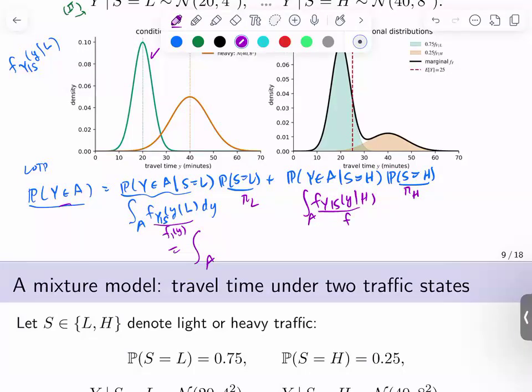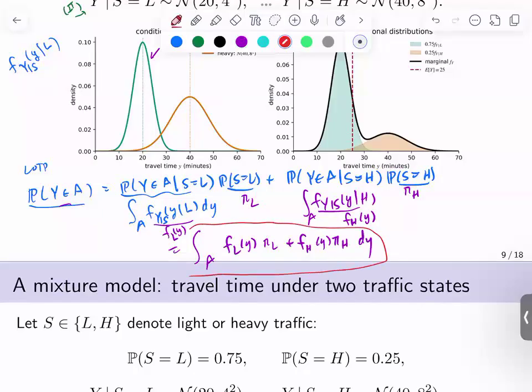This is FL, or FH of Y for simplicity. So you get FL of Y times pi L plus FH of Y times pi H dy. Okay, so that's the end result once you do the law of total probability. And you can see I'm computing an integral of something over A. So this something has to be the density of Y.